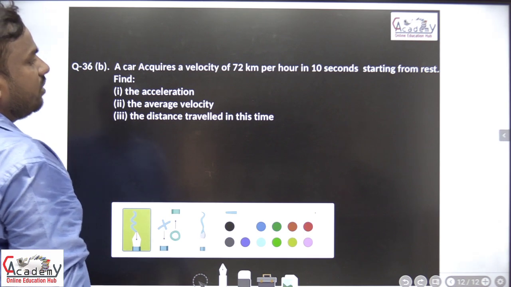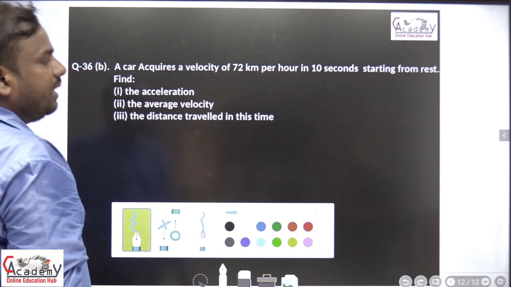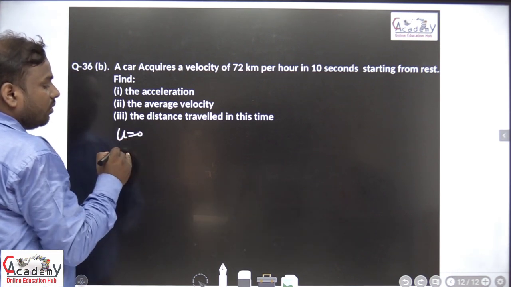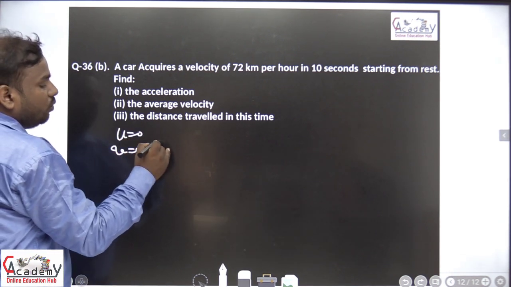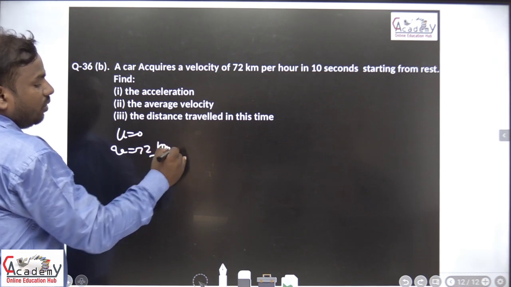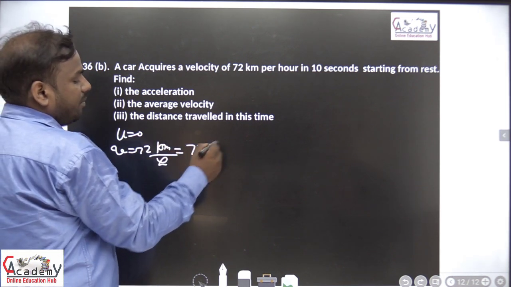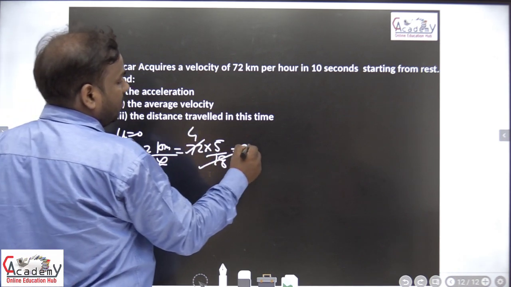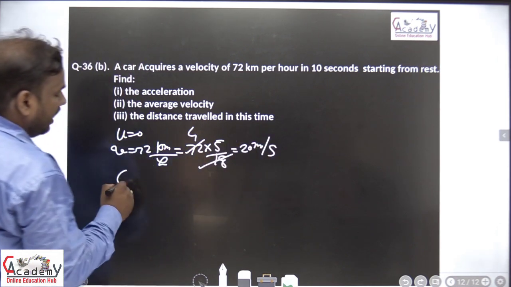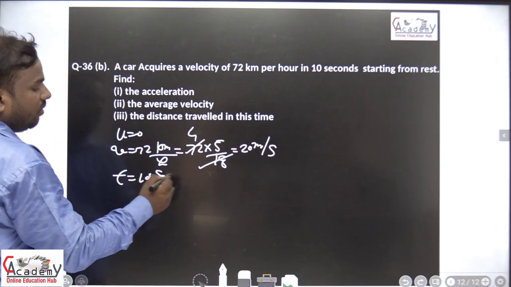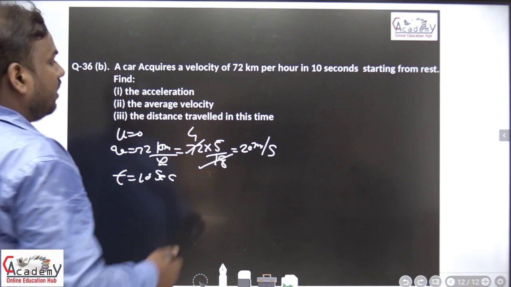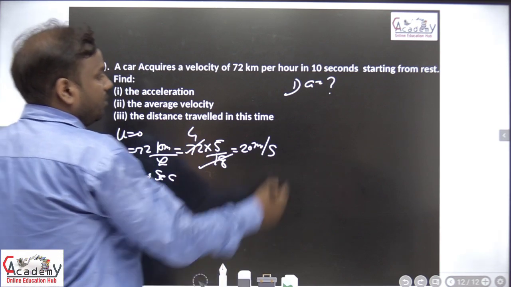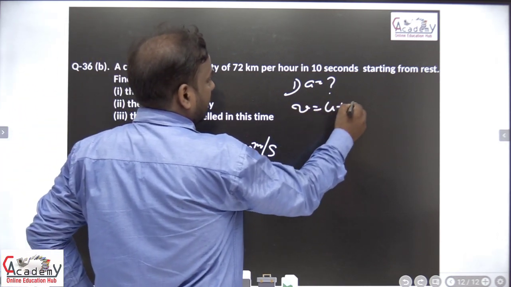A car acquires velocity 72 km per hour in 10 seconds starting from rest. Starting from rest means initial velocity is 0 and final velocity is 72 km per hour. So change here 72 multiplied by 5 by 18. 18 4s are 72, means 20 meter per second. Here time given is 10 seconds. Then first find the acceleration. Then we use v is equal to u plus at.